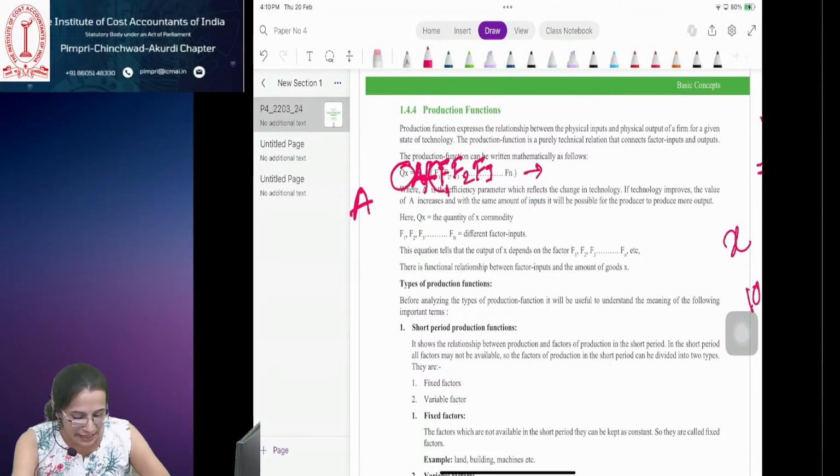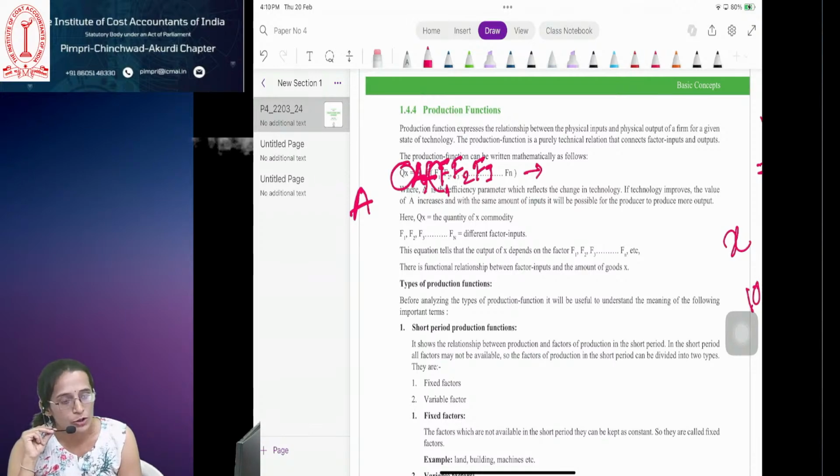So that is what they are saying. Where A is the efficiency parameter which reflects the change in the technology. If the technology improves, the value of A increases, and with the same amount of input it will be possible for the producer to produce more output, right? Piyush, got it? If technological advancements are there, the amount of input, even though it remains the same, the output will, what will happen to output, Piyush?